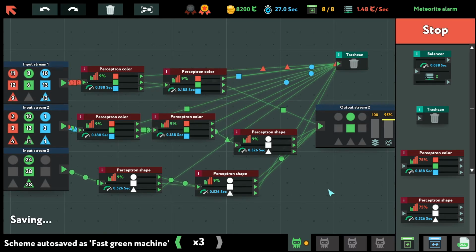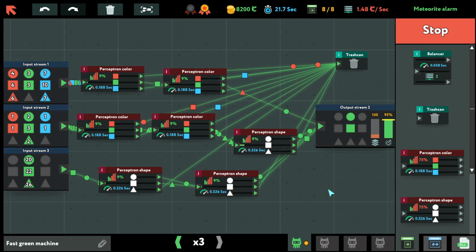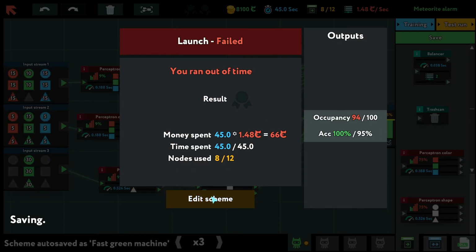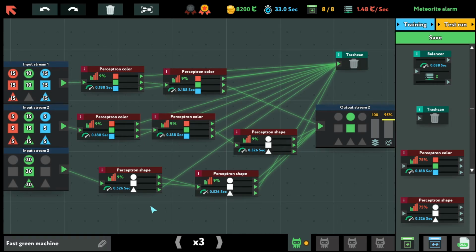Let's see. I only have concerns that it might not be fast enough, but we will see, I guess. Yeah, looks like the accuracy is okay. Numbers, no, we ran out of time, so it's not fast enough.